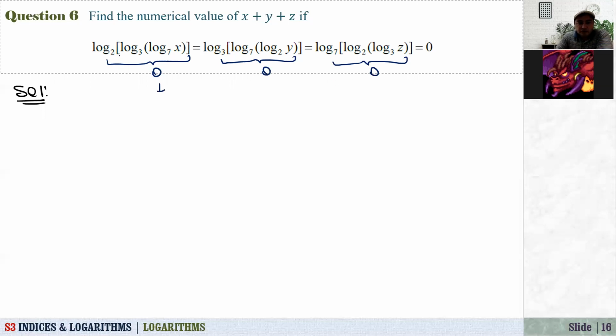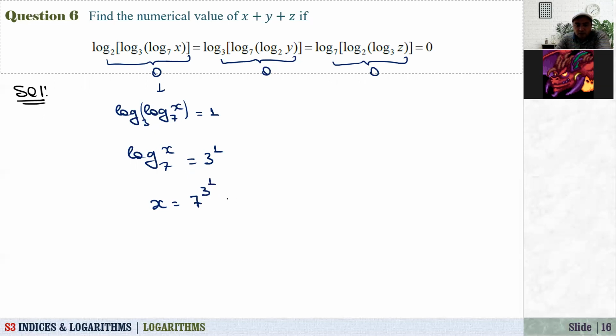Now from here, 2 to the power of 0, that's equal to 1. So here we have the logarithm of x to the base 7 to the base 3. We have something like this. That's equal to 2 to the power of 0. That is just 1. And after that, what is the logarithm of x to the base 7? That's equal to 3 to the power of 1. So then from here, what is x? X is equal to 7 to the power of 3 to the power of 1, which is equal to just 7 cubed. What is 7 cubed? 7 times 7, 49. 7 times 49 is 343.